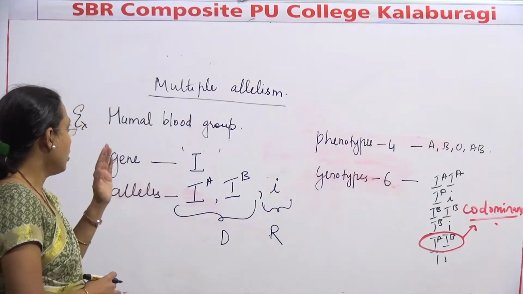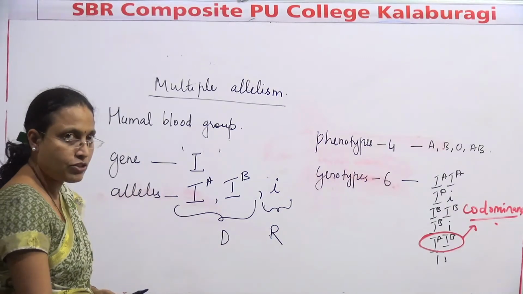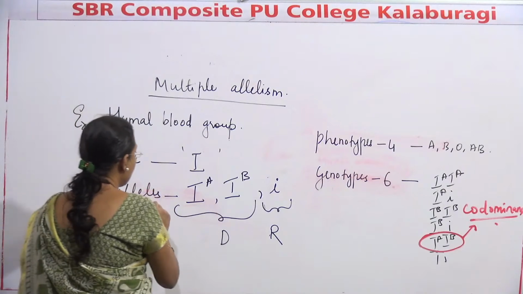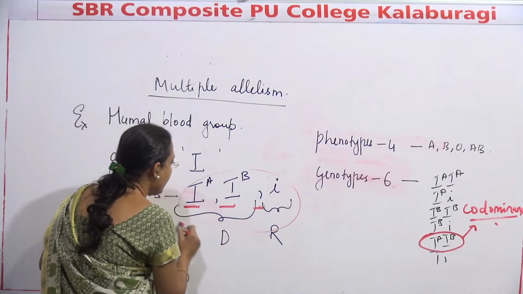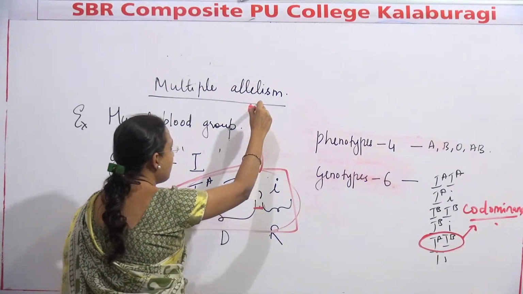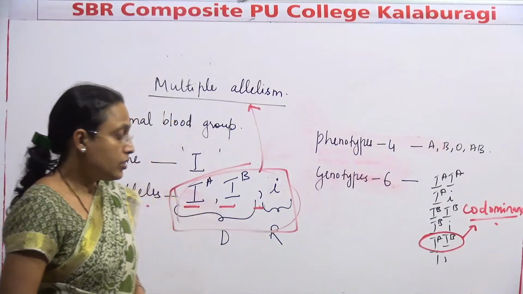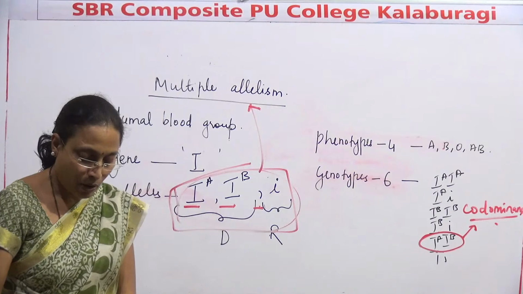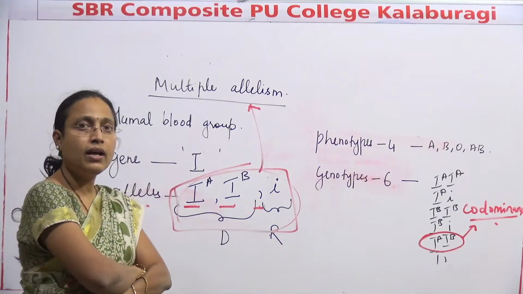So this was multiple allelism. The definition applies here: you can see how many alleles are there, more than 2. 1, 2, 3. If there are more than 2 alleles, then we call it multiple allelism. So this is about pleiotropy and multiple allelism.